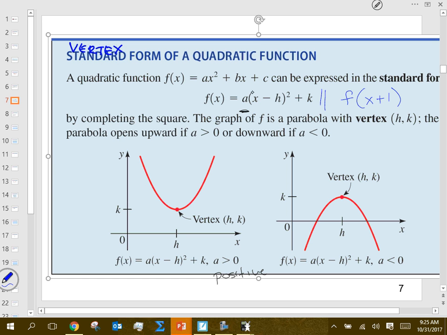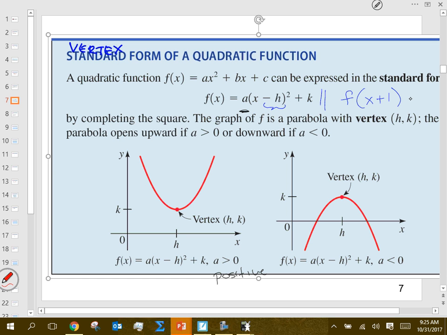Left 1, right? So this h here tells me where my vertex of my parabola has moved, either left or right. Does that make sense? If it ends up being x -3, it's moved right 3 units, correct? If it becomes x +3, it got moved left 3 units. So that tells me the x value ultimately of my vertex of my parabola.